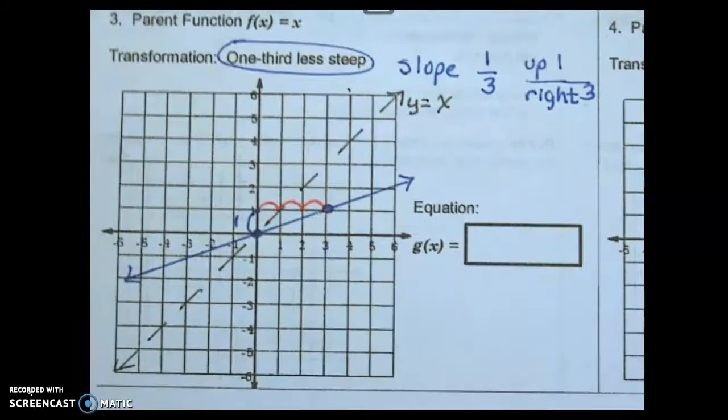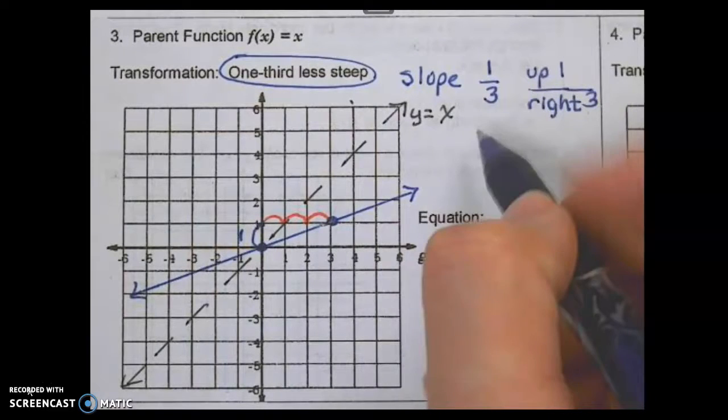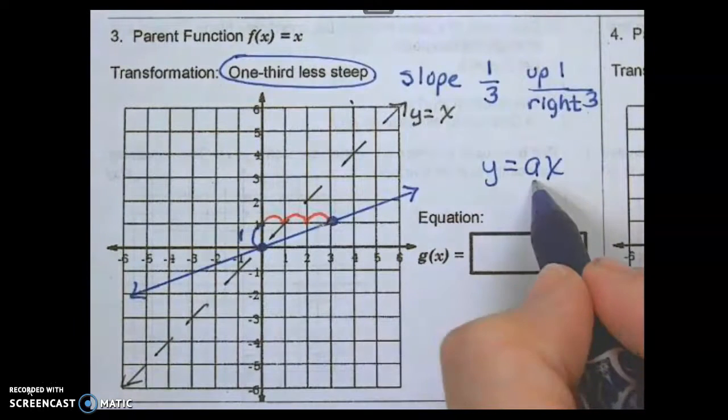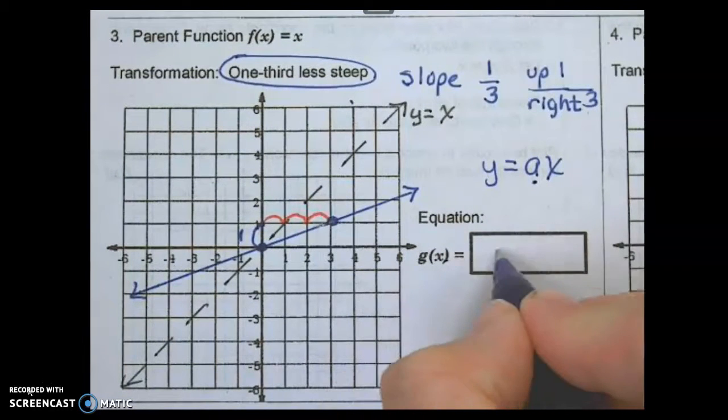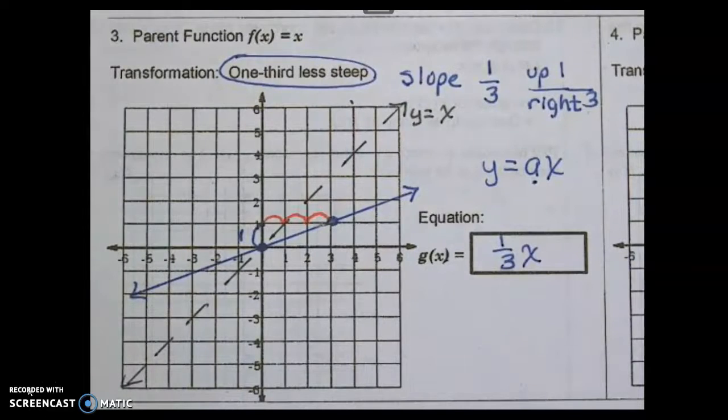All right, so now let's go back to our equation. We are talking about the slope, so y equals ax. The slope is 1/3. So g of x equals 1/3 x. No big deal. All right, now Mrs. Martin's going to pause and let you all work on number 4.